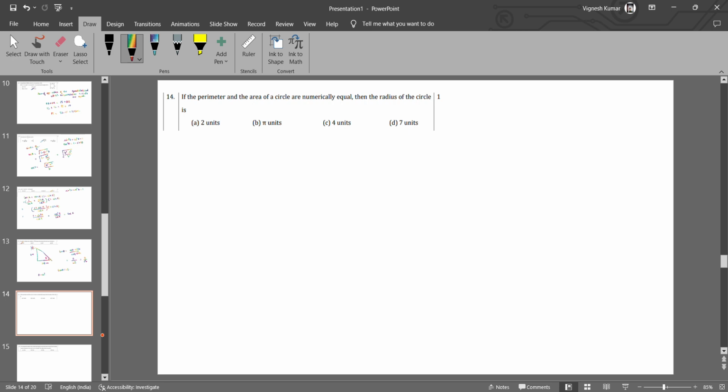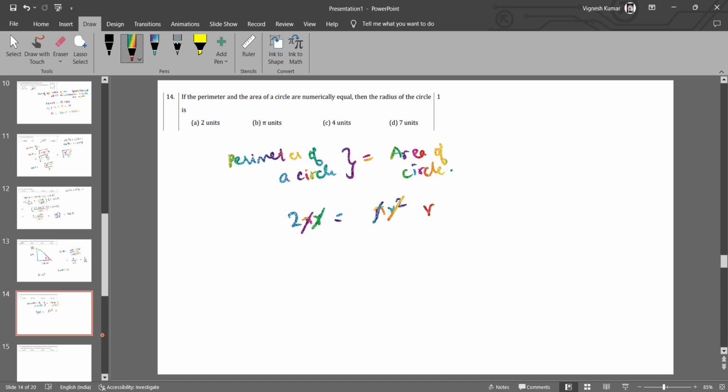Next, if the perimeter and the area of a circle are numerically equal, then the radius of the circle is. So what have they given? Perimeter of a circle is numerically equal to area of the circle. So what is the formula for perimeter of a circle? 2 pi r. This is numerically equal to the area of circle, which is pi r square. So pi gets cancelled, and here 1 r we'll have. So we'll have r is equal to 2 units as our answer.